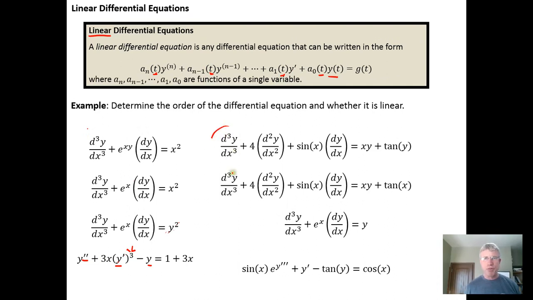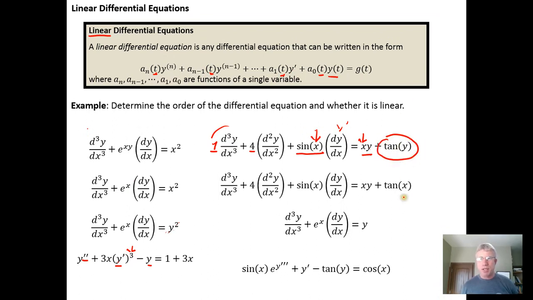So here we've got the third derivative of y, the second derivative of y. The coefficient is a 1, the coefficient is a 4. So far it's looking linear. Here's the first derivative of y. Sine of x is a function of a single variable. Here I have x times y, which would be okay because the coefficient on the y is x. So that would make it linear, except here I have y as an input to the tangent function, and this term right here is going to make this nonlinear.